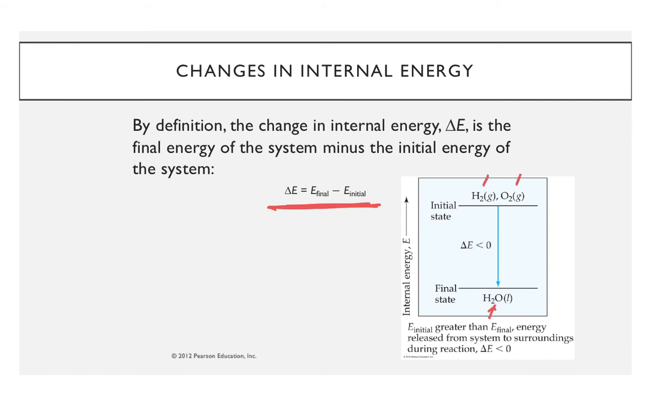What we see is that the initial state of those has a higher energy, and the end state, the liquid water, has a lower energy. So in the process of changing from hydrogen and oxygen into water, you get an energy change that is negative. And that means that the energy is released from the system to its surroundings.